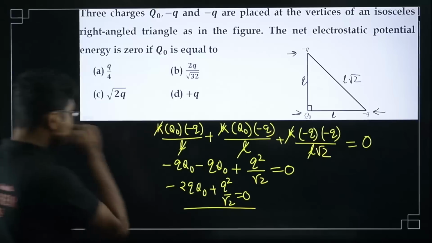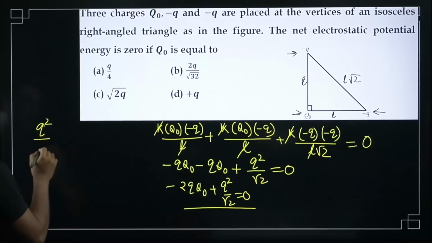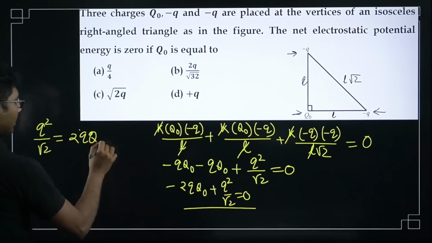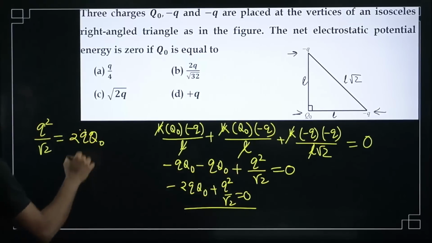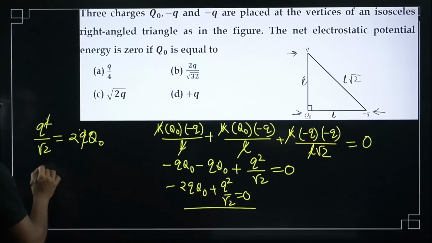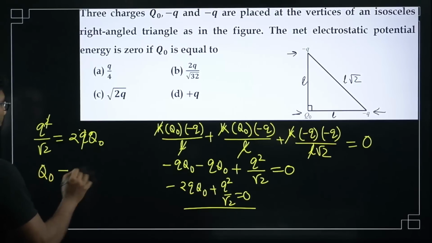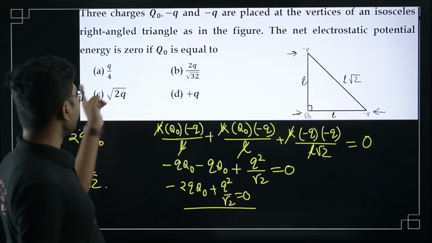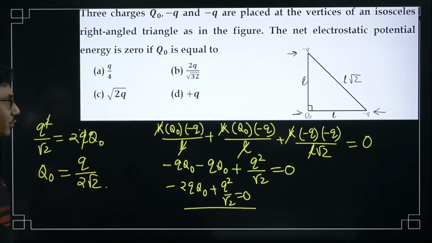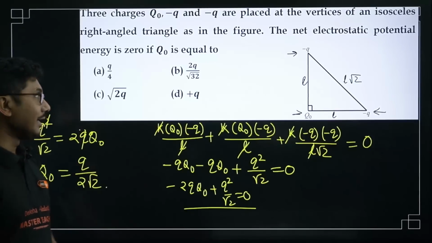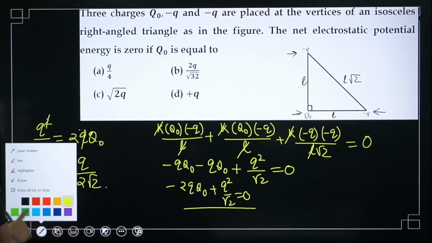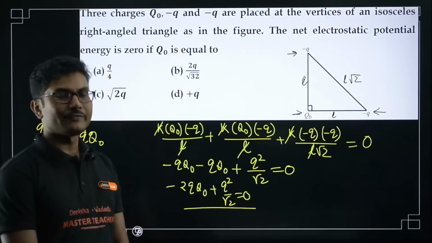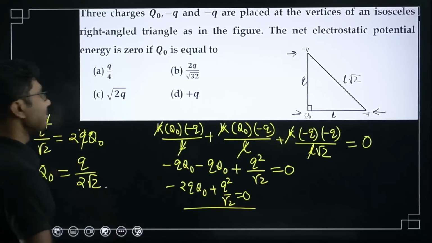Now simplify this. So Q square by root 2 must be equal to 2Q0. This one I took to the other side, so one of the Q's is cancelled, so we get Q0 equals Q by 2 root 2. Now if you see the options, this option is not given. So what have I done wrong? Is it something incorrect? But carefully, if you see the options, there is one option which can be simplified further. So which one can be simplified further?